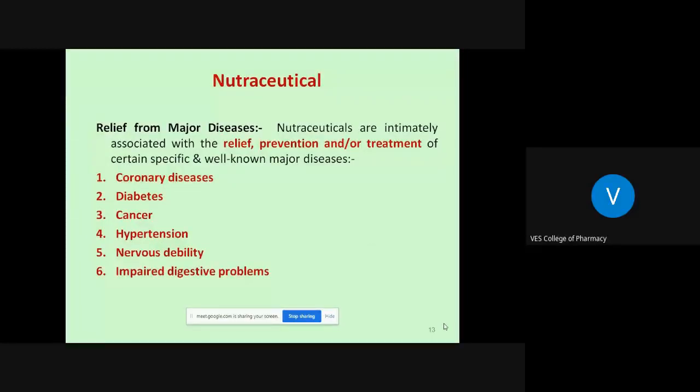There is a list of major diseases wherein nutraceuticals can offer great relief or prevention. Nutraceuticals are intimately associated with the relief, prevention, and treatment of certain specific, well-known major diseases. These include diseases related to the heart, coronary diseases, hypertension, diabetes, cancer, nervous debility, and digestive problems, that is, poor or impaired digestion. In all these major diseases, nutraceuticals offer immense health benefits.